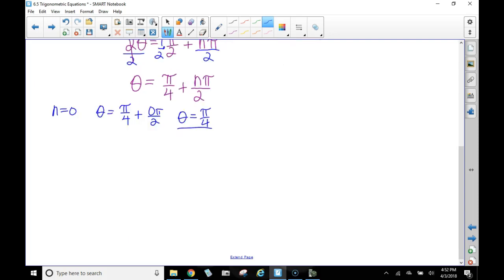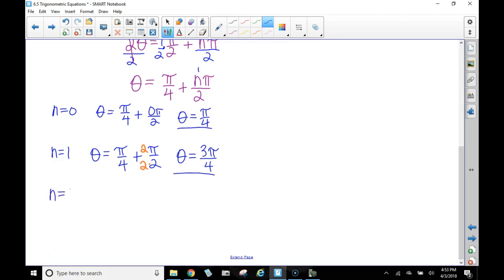Now, if n is equal to 1, we have theta is equal to pi over 4 plus 1 pi over 2. Pi over 4 plus 2 pi over 4, since pi over 2 is equivalent to 2 pi over 4, will give us 3 pi over 4. There's another answer that is in between 0 and 2 pi.